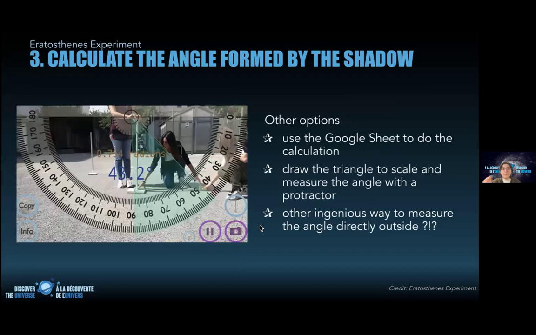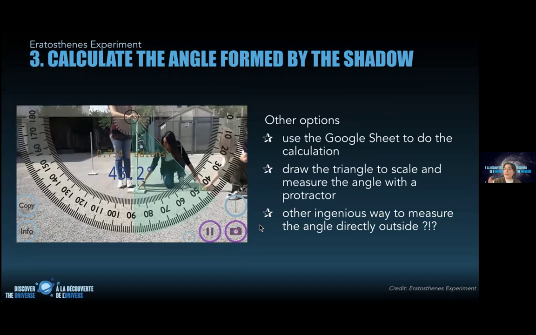Another option, if you don't want to do the calculation, totally okay. You can use the Google Sheet, the one that we're providing for you. You just put in the height of your stick and the length of the shadow. It'll do the calculation of the angle for you.